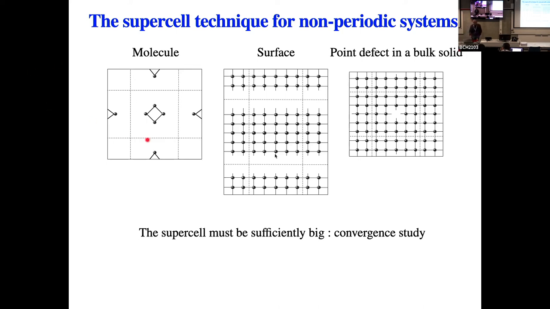The same goes for a surface. In that case, we have a periodicity in two directions, only one of which is shown here. In the third direction, my slab is repeated, and I need to put in enough vacuum that this surface does not interact with that surface. The same is true for a defect, where I'm repeating the unit cell with a given defect, and I don't want any interaction from one defect to the next neighboring cell, so I need to increase the size of my unit cell. So you need to do a convergence study in all three cases as a function of your unit cell size.